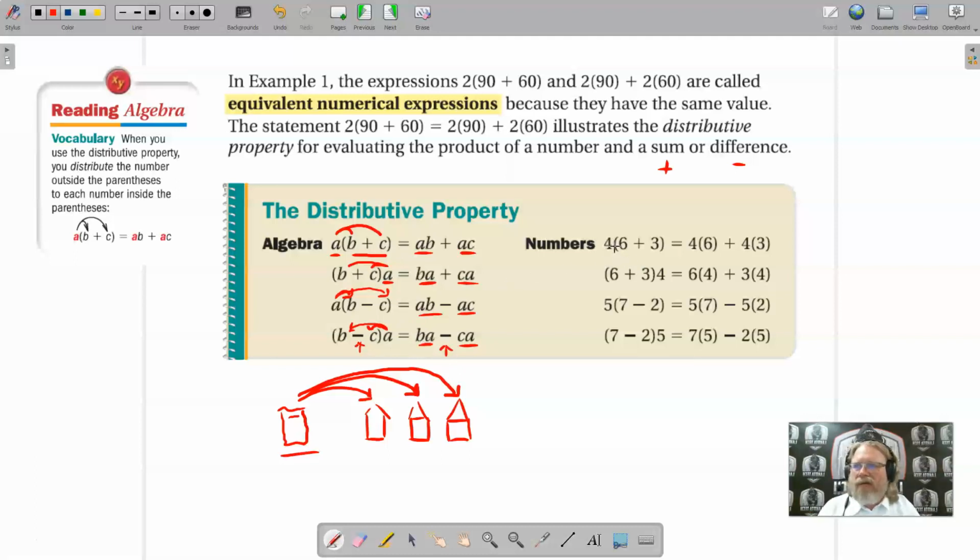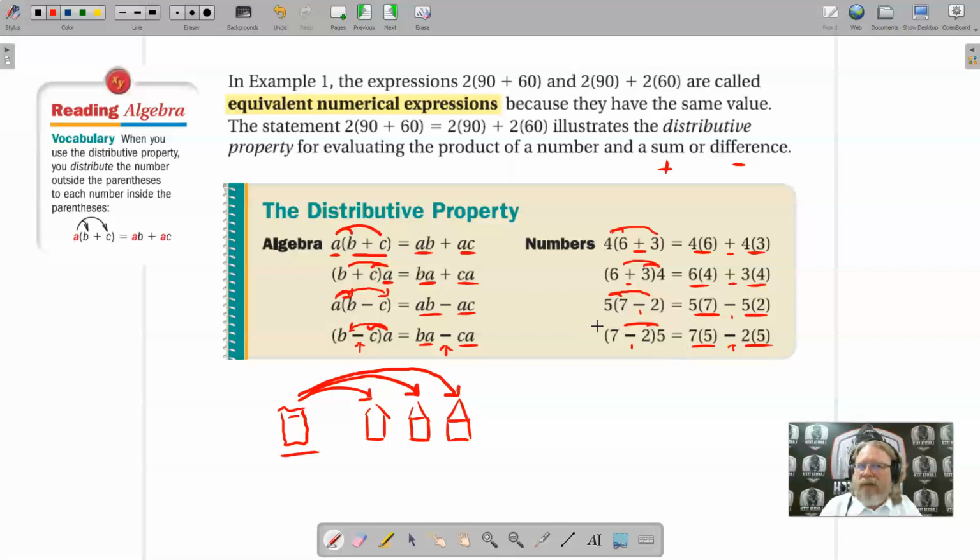So here we have 4 times the quantity of 6 plus 3, so it's 4 times 6, we see that there, and 4 times 3, we see that there, and it is addition, so we're using addition. Likewise, 4 times the 6 here, 4 times the 3 there, and it is addition, so we're going to keep it addition. 5 times 7, check. 5 times 2, yep. And subtraction, so we're going to use subtraction here. And then 5 times 7, yep. And 5 times 2, right there. And it is subtraction, so we're going to use subtraction here as well.